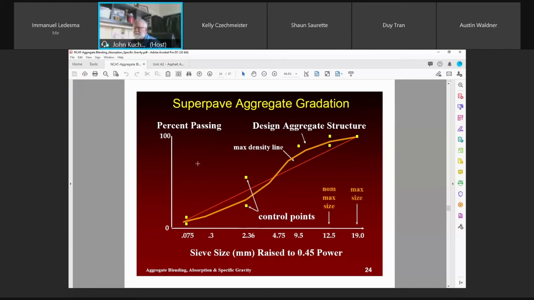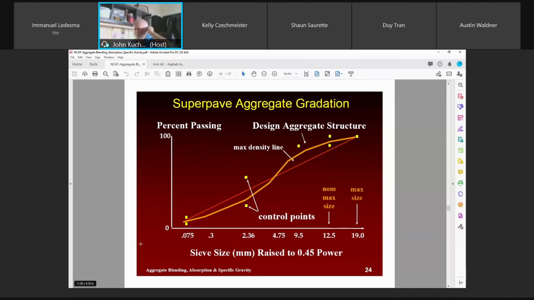If you took a sieve analysis, okay, and you change the log scale on the bottom to 0.45 power, now you get an arithmetic scale. And this would be 0.075, 0.3, 2.36. So here's your number 4 sieve. This scale now is not logarithmic. And if you took a line from here to 0, where your particle size and your percent passing, and you went right to your maximum size, drew a straight line, that would be your maximum density line.